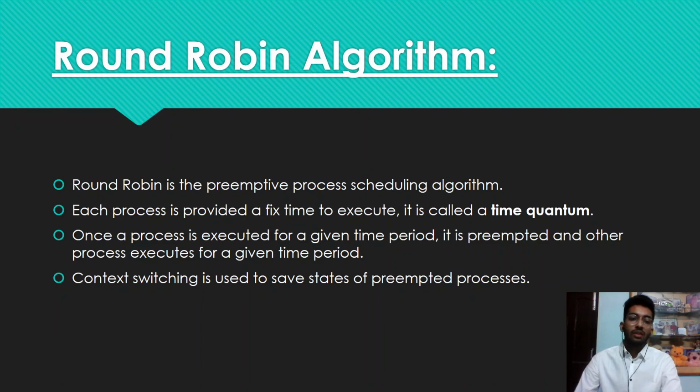The last algorithm that we are going to see is round robin algorithm. Round robin algorithm is also a preemptive algorithm. In this, we have a thing called time quantum, also called time slice. Once a process is executed for a given period of time, it is removed from the CPU and another process starts executing. It keeps on going until all the processes are executed. So we see how this works using an example.